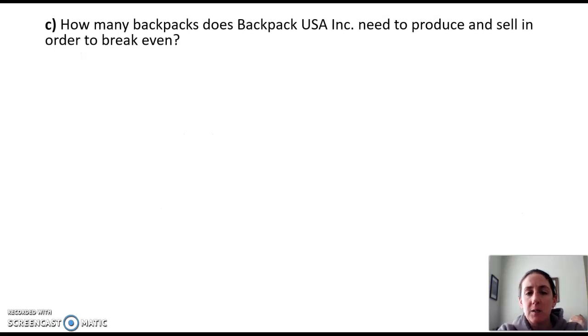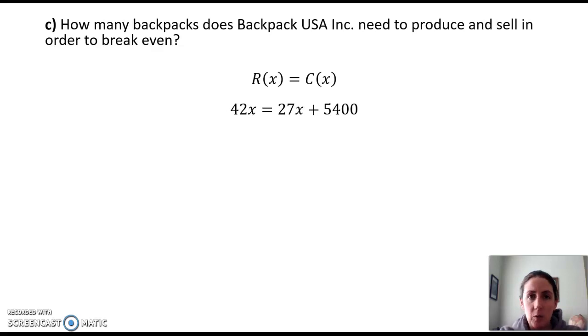So how many backpacks does Backpack USA need to produce and sell in order to break even? Recall from a previous video that you break even when your revenue is equal to your cost. So we'll take our revenue function and set it equal to our cost function and solve. Multi-step variable equation with variables on both sides. Subtract that 27x, divide by 15, and we get 360.